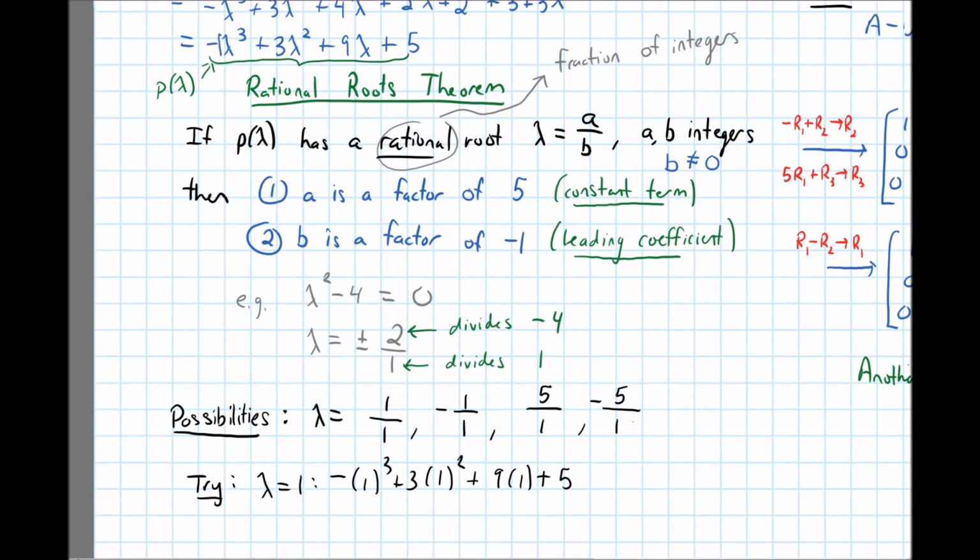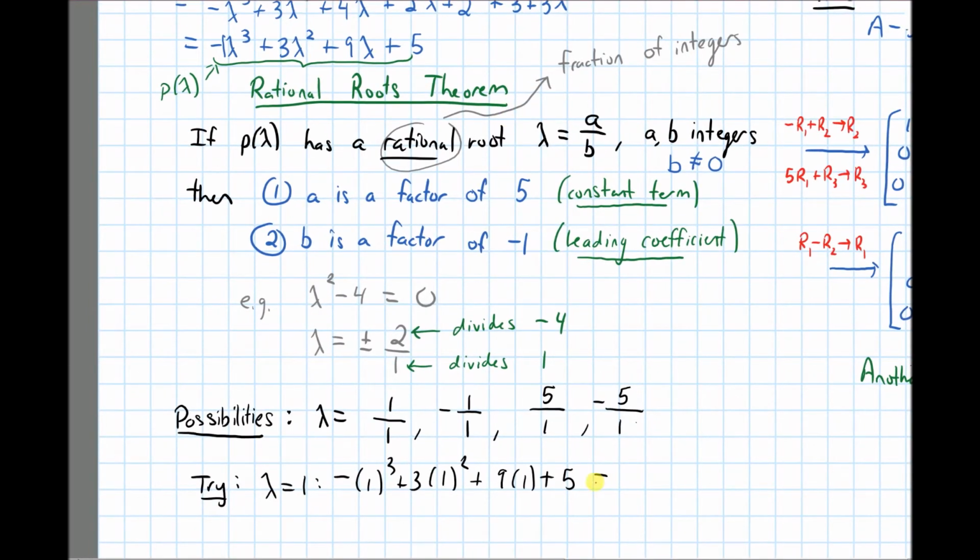Okay, so now let me zoom back in a little bit. If we add these together, we'll get 16, and that is not equal to 0. So this is not a root. So I'll put a sad face. That didn't work out. That can happen sometimes when we do the rational roots theorem. So now I'll try another one.